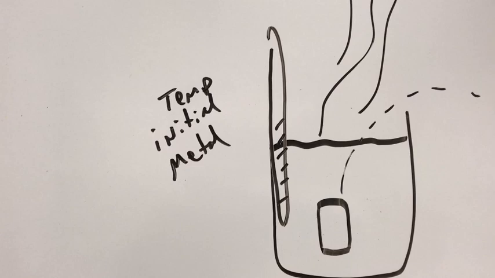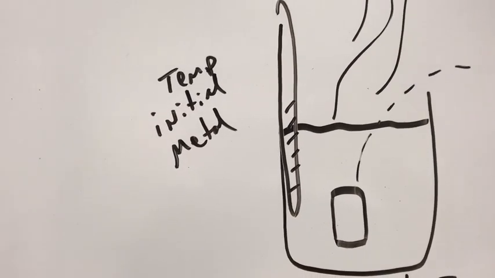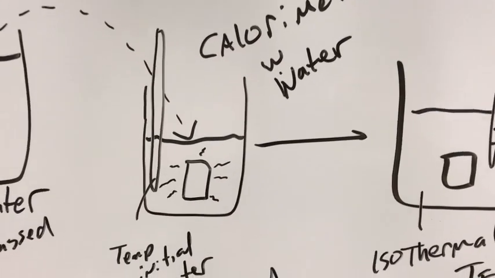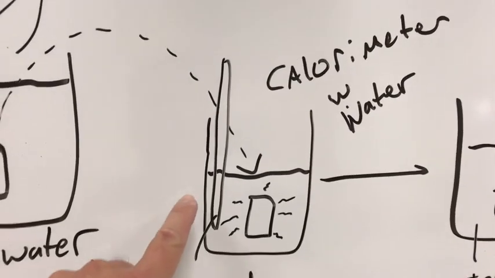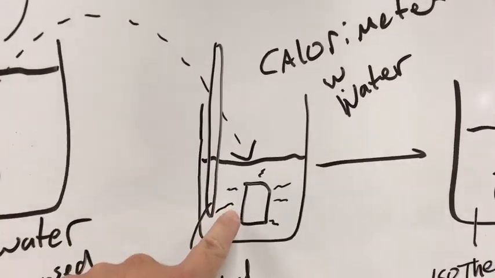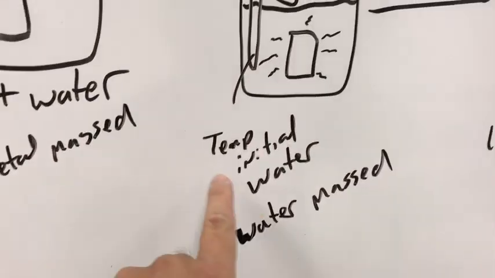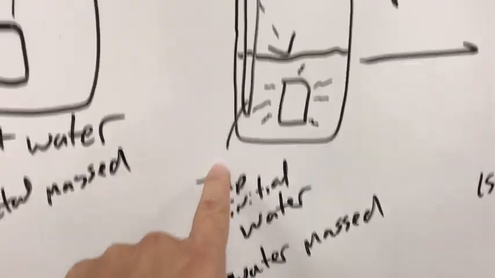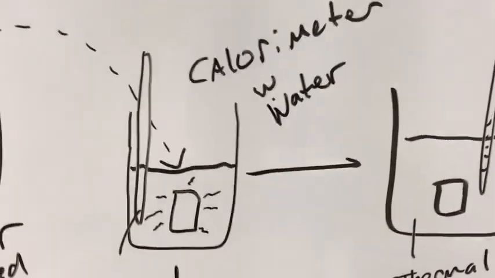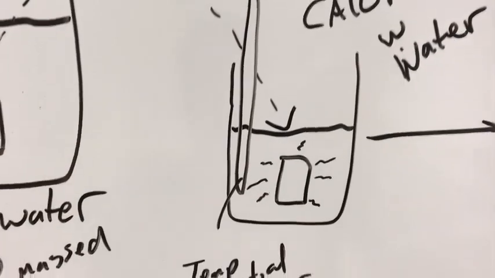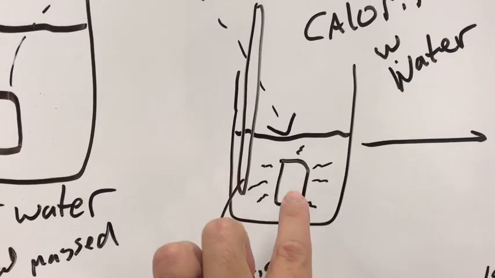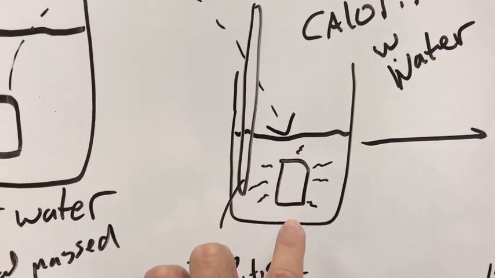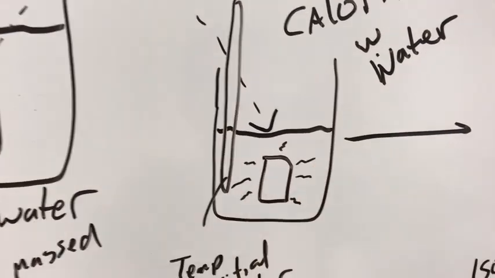We will take the initial temperature of the metal as it sits in the bath right before we transfer it to a calorimeter. The calorimeter is going to be a styrofoam cup that has a massed amount of water and it has the temperature initially taken. As the hot metal sits in the water, it's going to radiate its heat to the water, and thus as the metal cools down by losing heat, the water's temperature will increase by gaining heat.